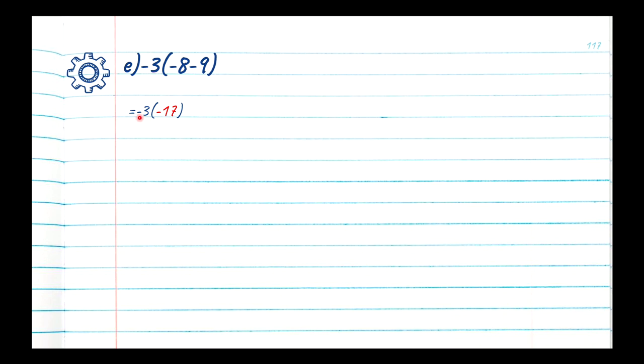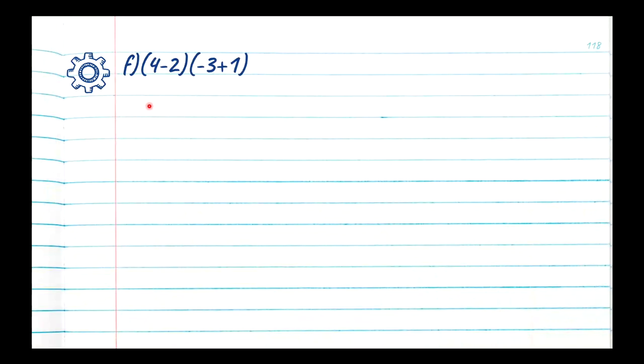Now we look at our new line. We have minus 3 and then an opening bracket. Having an opening bracket directly beside a number means we have to expand. Expand means multiply, so we're saying negative 3 times negative 17. A negative times a negative results in a positive, and 3 times 17 is equal to 51, so our final answer is positive 51.